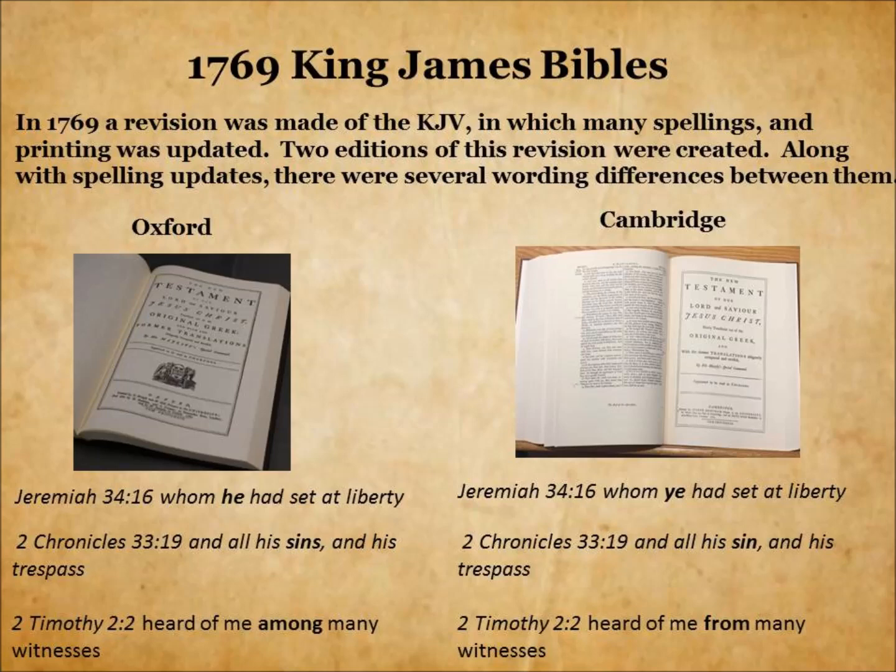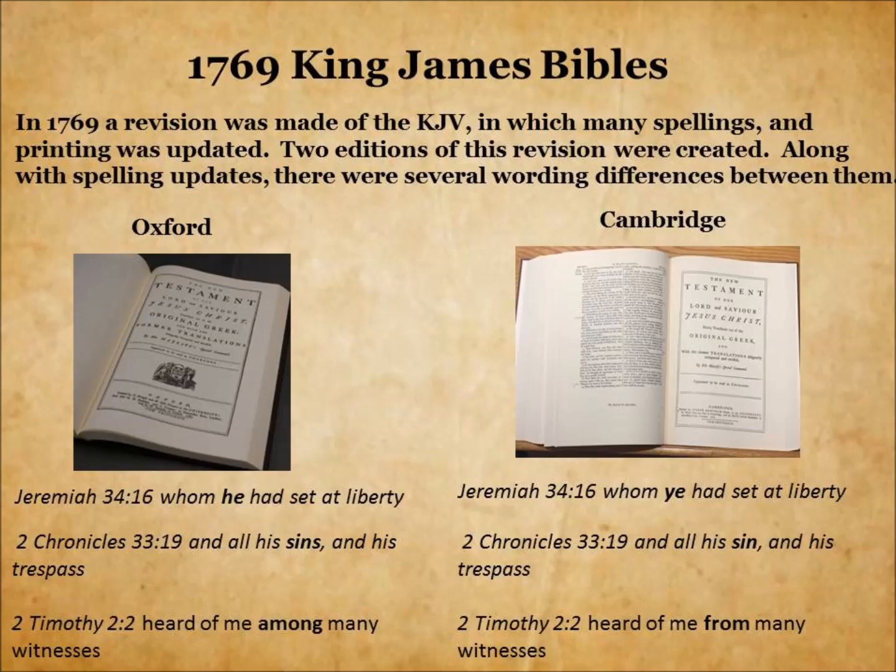2 editions of this revision were created, along with spelling updates. There were several wording differences between them. So you have an Oxford edition of the 1769 update, and you have a Cambridge version. Both are in print today. And there are differences between these two. I have some illustrations there on the screen in Jeremiah 34. Whom he had set at liberty versus whom ye had set at liberty. There's a difference there. Ye and he do not mean the same thing.